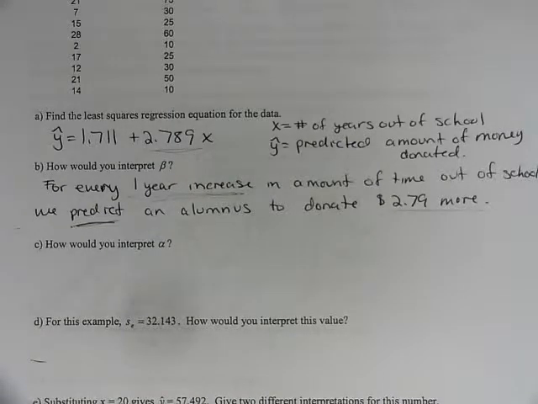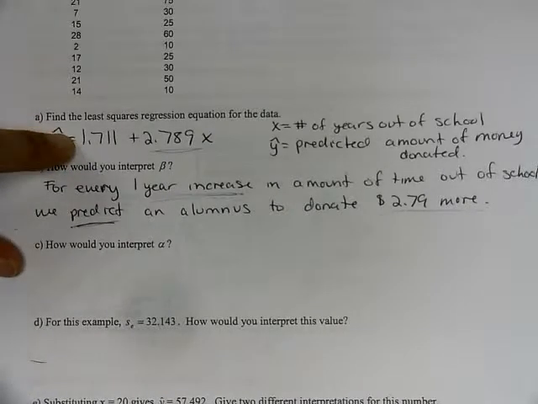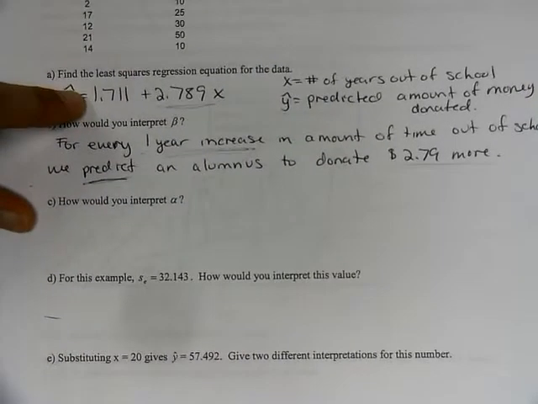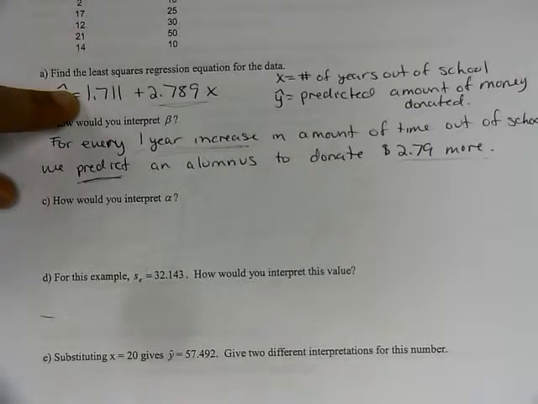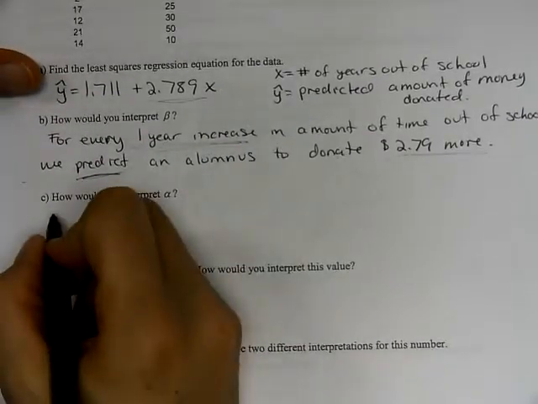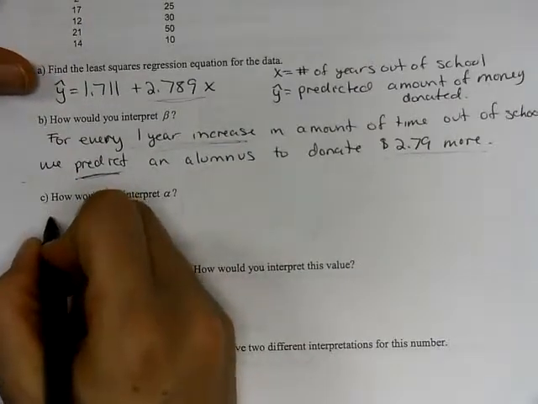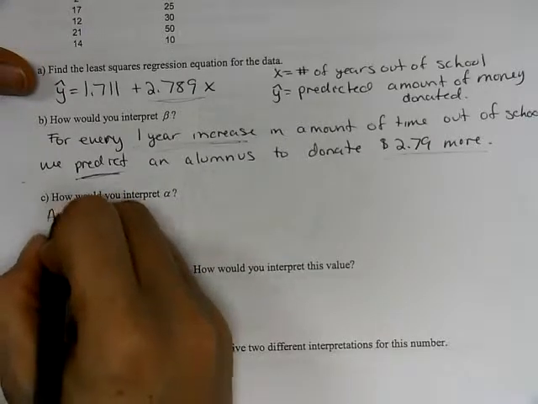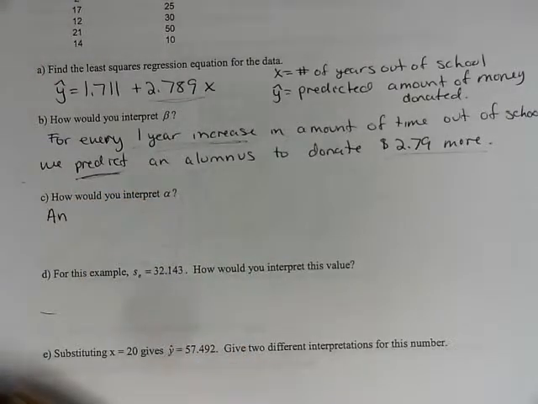Alpha would be your y-intercept. So that's my y-intercept. So x is 0 would be what? What does that mean? Just out of school? Oh, they just graduated, I guess. So years after. So that would be 0 years after. So right when they graduate.